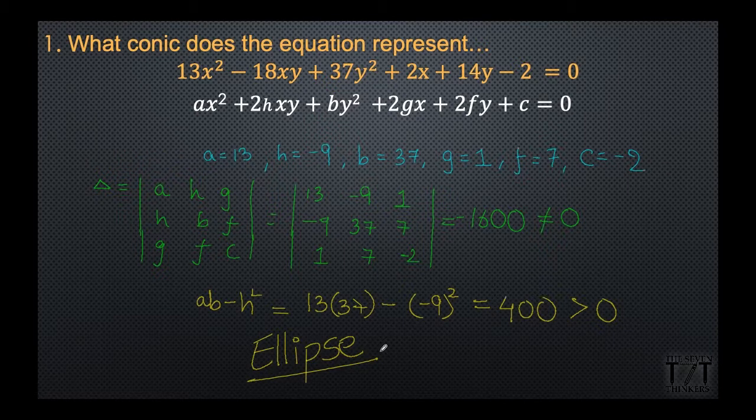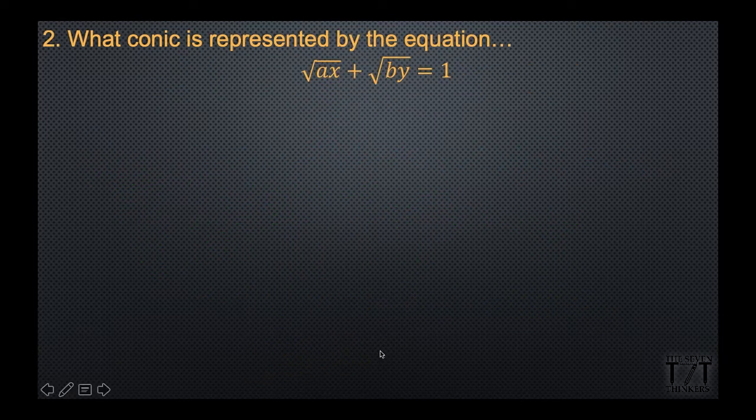So how do we attempt it? First of all, we find the values of the coefficients, then we find the discriminant, and then with the help of the ab minus h square value, we get the nature of the conic. So let's move on to the next question.